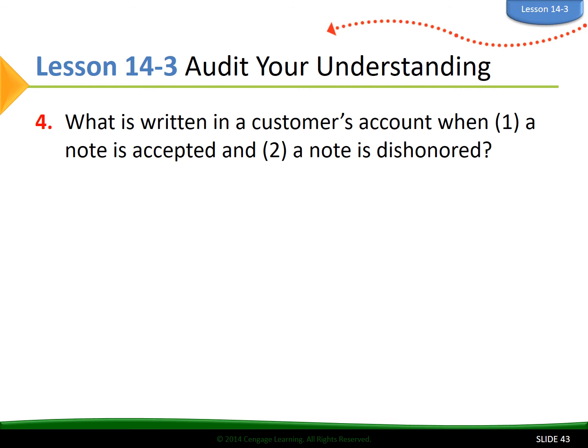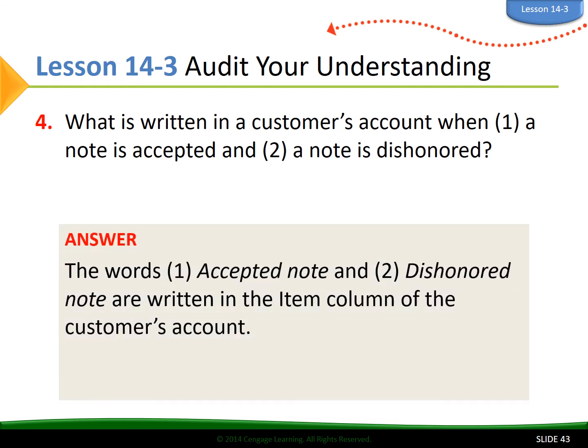Okay, now, what is written in a customer's account when, first, a note is accepted, and second, a note is dishonored? The words accepted note and dishonored note are written in the item column of the customer's account.